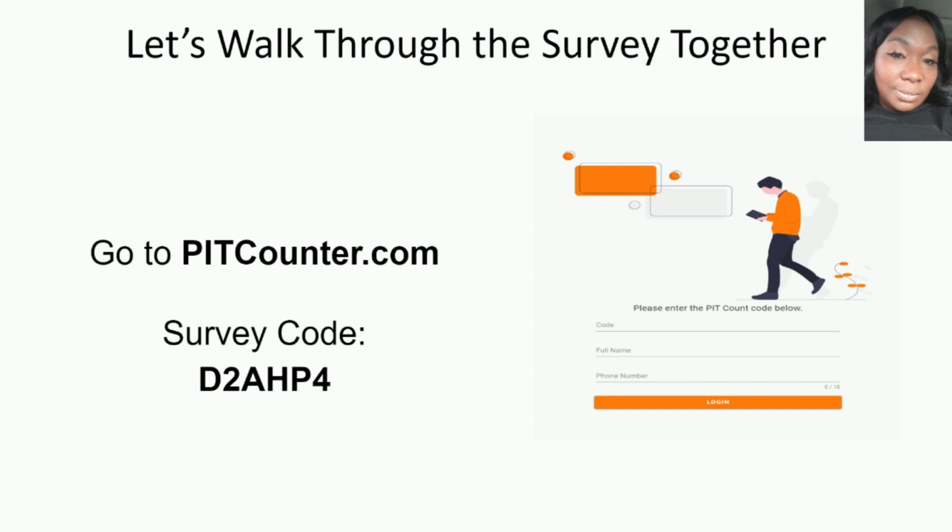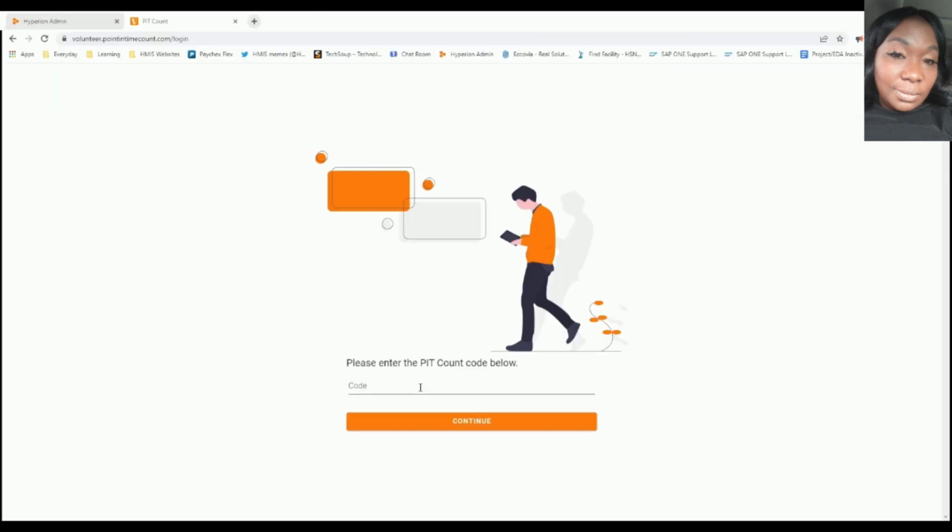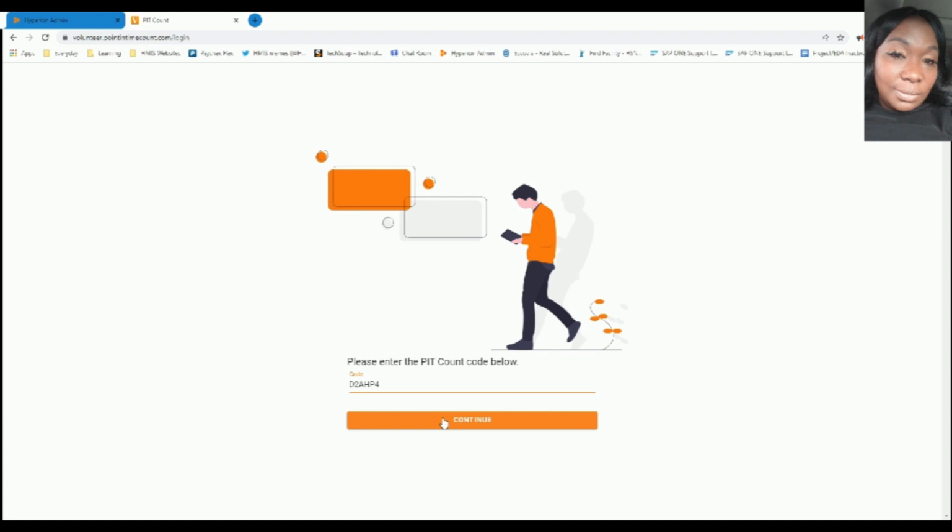So now we're going to actually walk through how to complete a survey in real time, and you'll get a chance to see how to navigate through those maps that Chris mentioned. So the first thing you're going to do is go to pickcounter.com, and it will prompt you to put in a survey code. Please note that they do change yearly, and ensure that you have the correct and updated survey code.